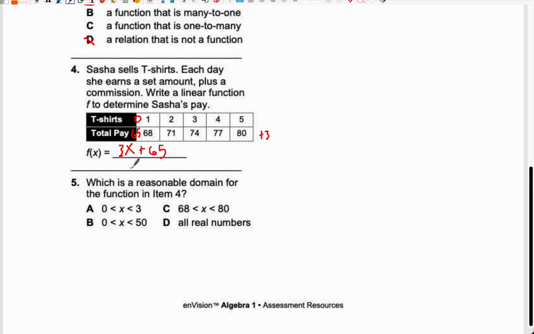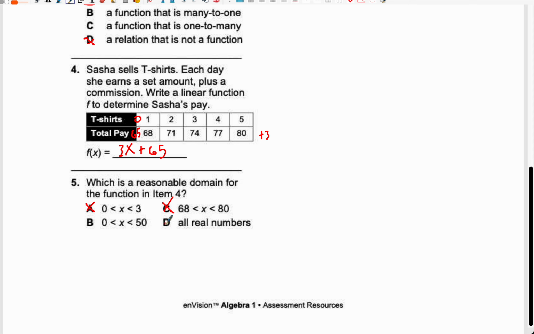What is a reasonable domain for the function in item 4? Well, I mean, we could buy more than 3 shirts, so I don't like A. 50, that's not a bad one. We're going to leave that one there. Let's look at these others. 68 to 80. Well, that doesn't make sense. That's the y values, 68 to 80. We don't want to say you have to order 68 shirts and can't order more than 80. That'd be a weird thing to do.